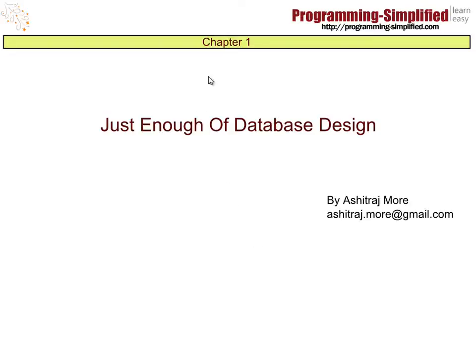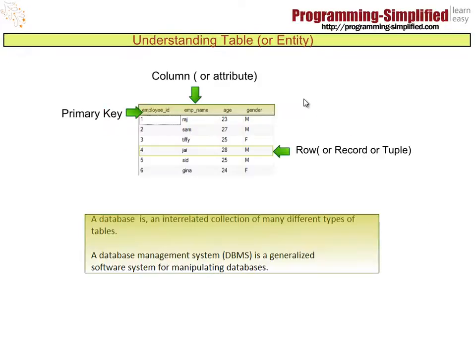So let's start with the first chapter, which introduces database design. Before we move on to database design, let's understand table. Table is the most basic or the most heavily used artifact of the database. A table is also known as entity. A table is nothing but a collection of records. Each record is also known as a row, or formally, a row or record is known as tuple.